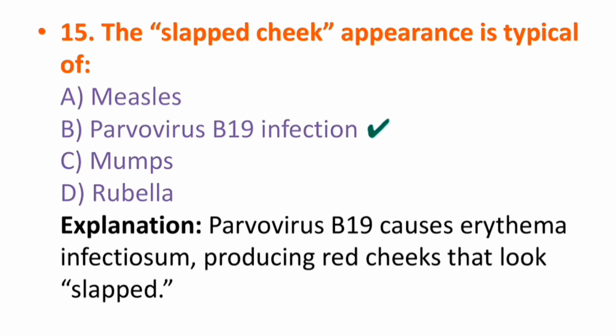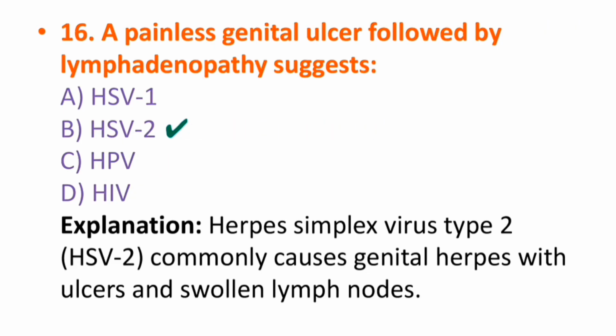The slapped cheek appearance is typical of option A measles, option B parvovirus B19 infection, option C mumps, option D rubella. The correct answer is option B, parvovirus B19 infection. Parvovirus B19 causes erythema infectiosum, producing red cheeks that look slapped.